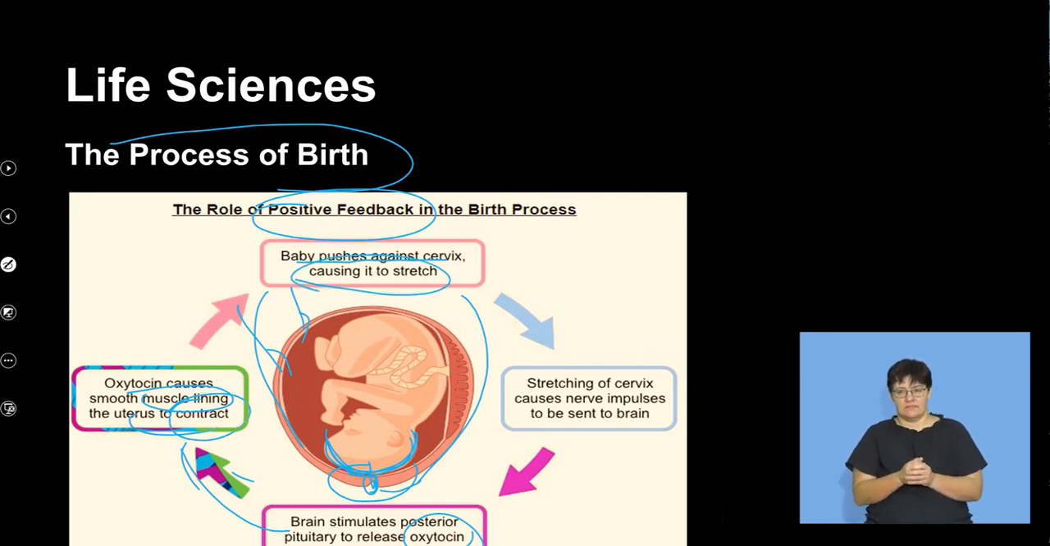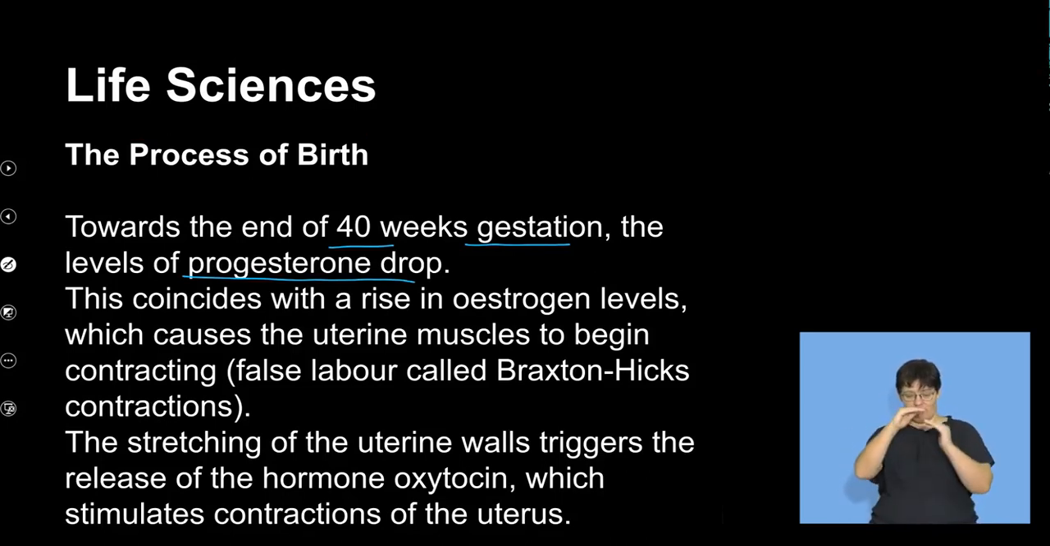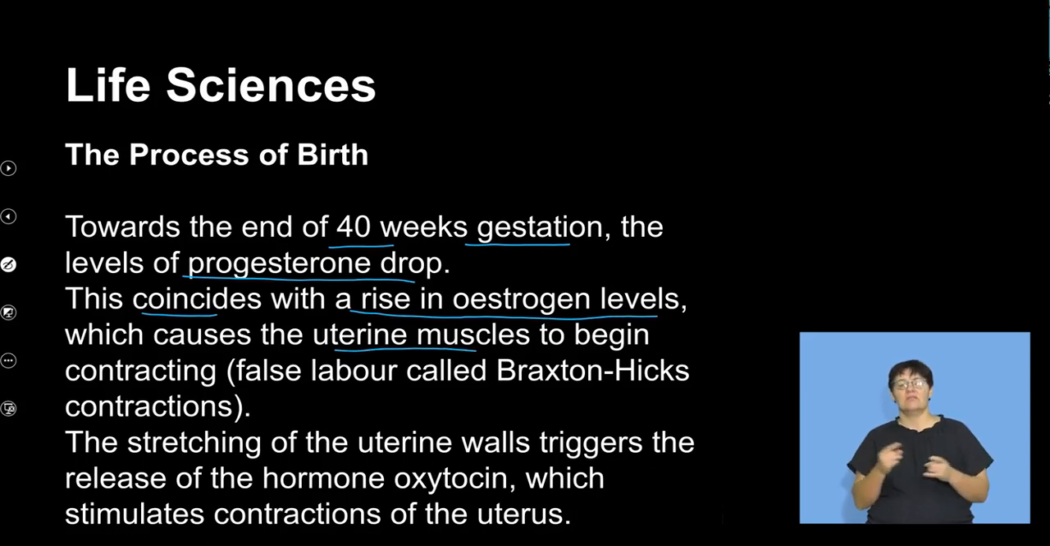So that causes the cervix to stretch, and the stretching of the cervix then causes nerve impulses to be sent back to the brain, and this further allows for the release of more oxytocin, stimulating greater contraction and more expulsion of the baby. So towards the end of the 40 weeks of gestation, we see that the levels of progesterone begin to drop. Remember that progesterone maintains pregnancy, and so we see that level decreasing. This also coincides with a rise in estrogen levels, which causes the uterine muscles to begin contracting.